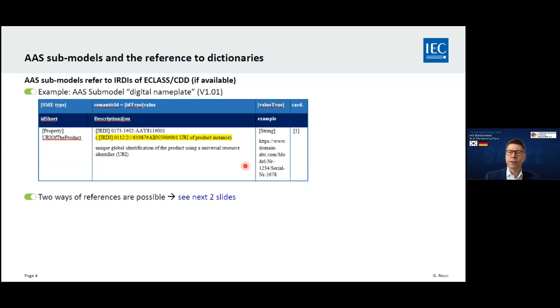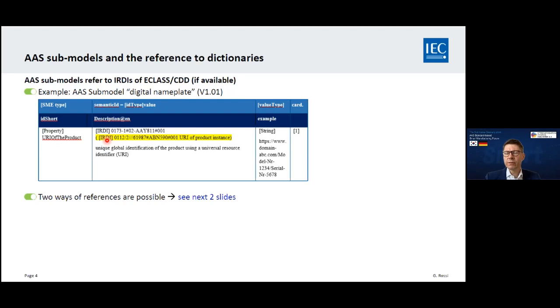But nevertheless, there is also a need from the users to have some submodel templates in a standardized way. And as I've shown before, the submodels refer to the semantic properties as defined in E-class or IEC CDD. And this is typically done with these so-called IRDs, which indicate the number, and based on the prefix, 0173 or 0112, you can see whether this is content from E-class or content from IEC CDD.